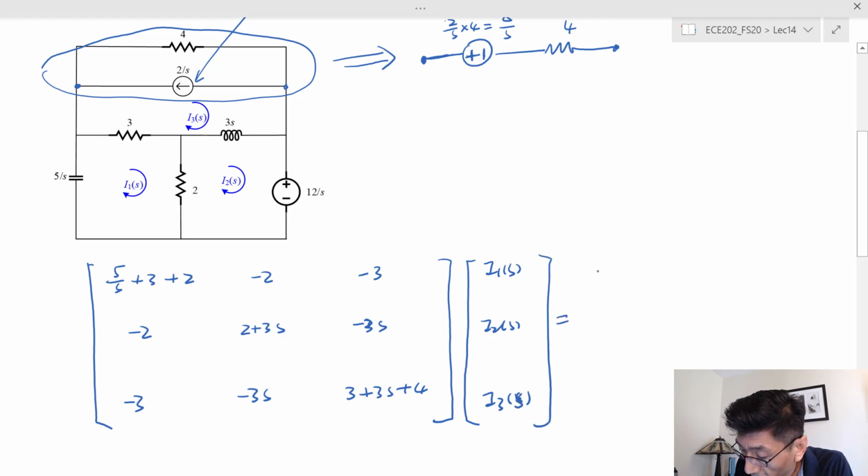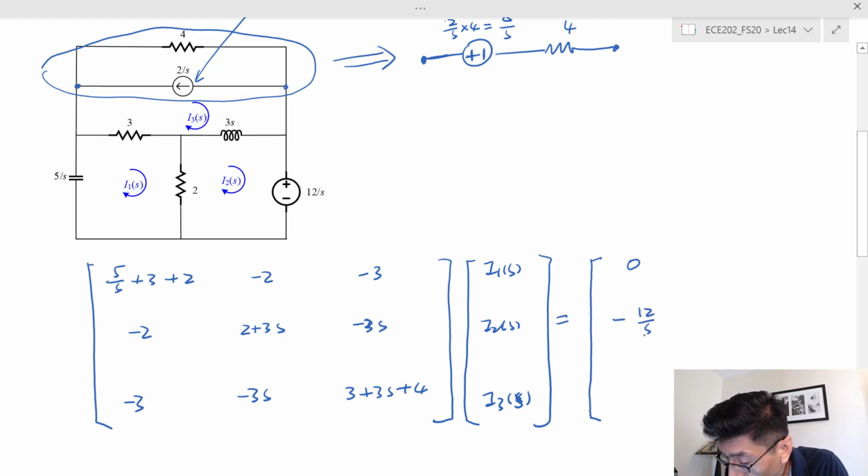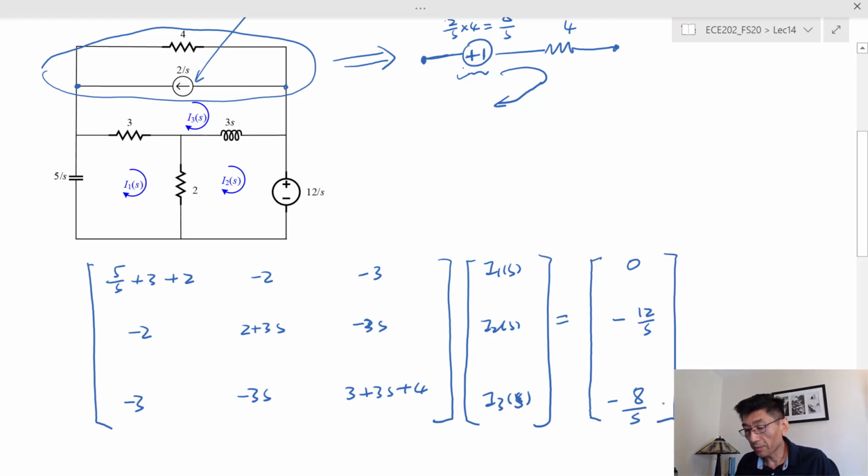And we have the voltage rises for each mesh. So for mesh number 1, we don't have anything, we have 0, right? For mesh number 2, we have negative 12 over s. For mesh number 3, remember we choose this direction. So for this one here, the source we have here is a voltage drop, 8 over s. So we need to put a negative sign also for mesh number 3, negative of 8 over s. Okay, so that's for case number 1.